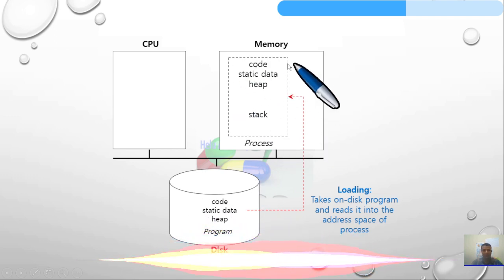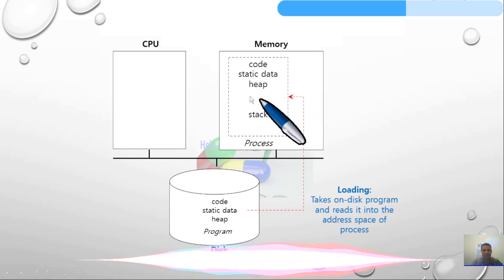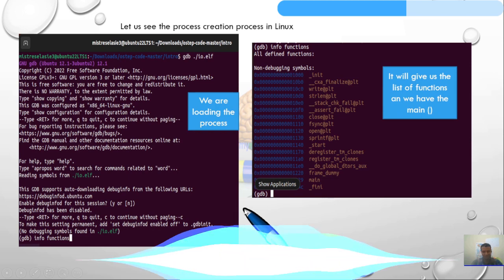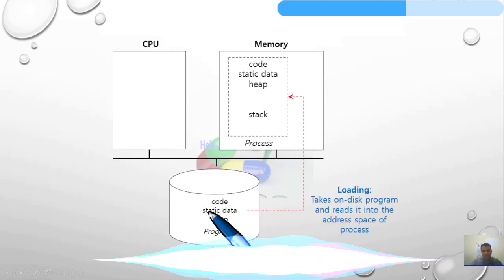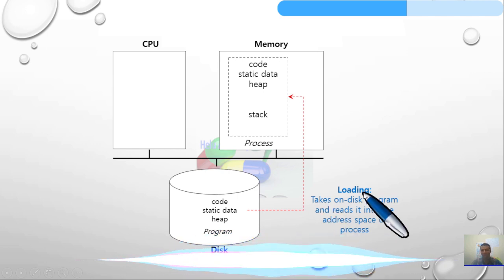So, as we have discussed, this is the disk, the secondary disk. We have the primary memory, and we have the CPU here. If you have code, static data, and heap, this is the program. So how are we going to load it?